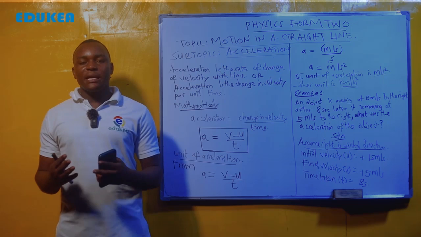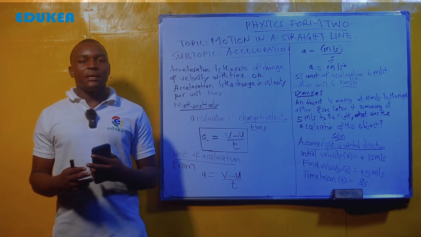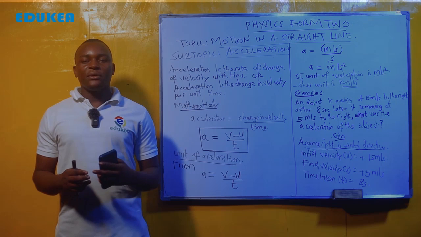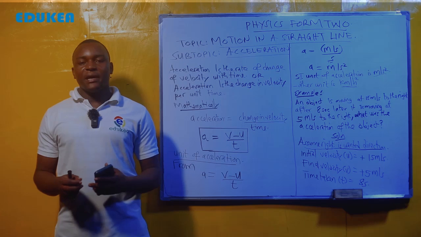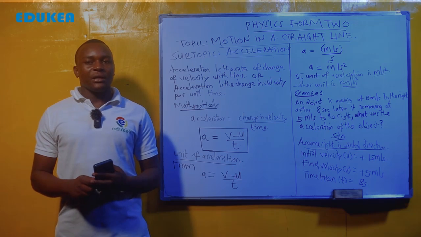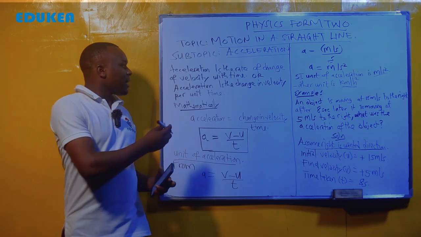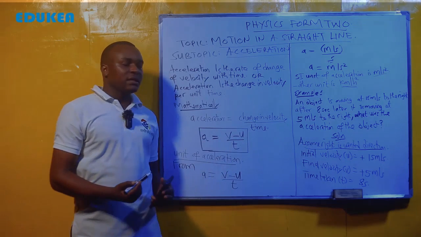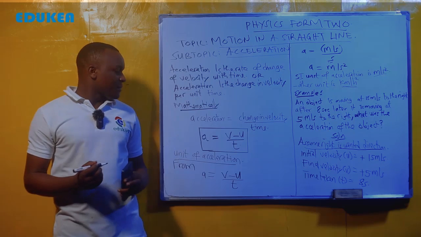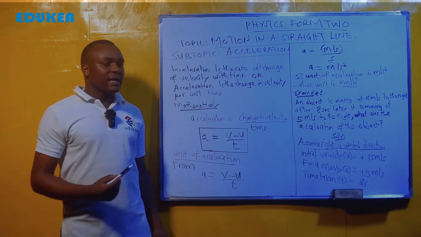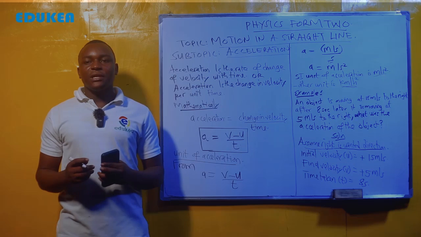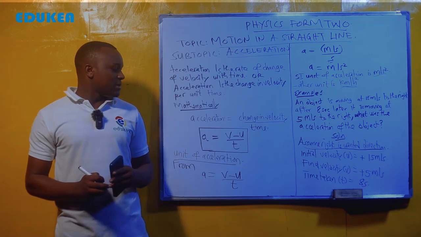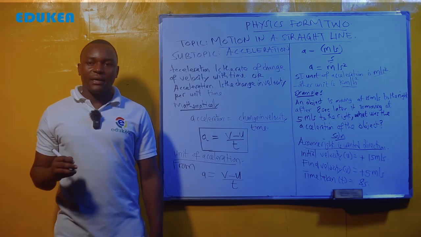Acceleration is the rate of change of velocity. When you take the change in velocity per unit time, you get acceleration. Mathematically, it is expressed as change in velocity divided by time. Symbolically, acceleration is equal to final velocity minus initial velocity, divided by time.